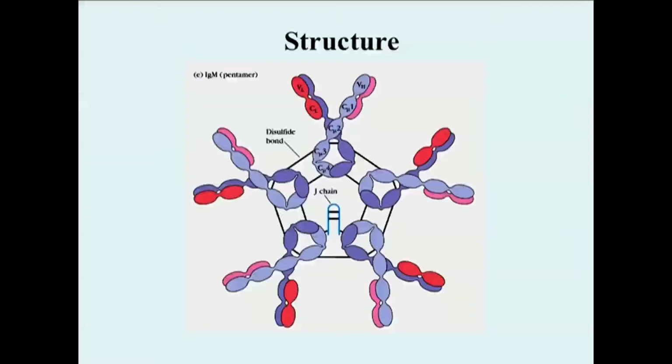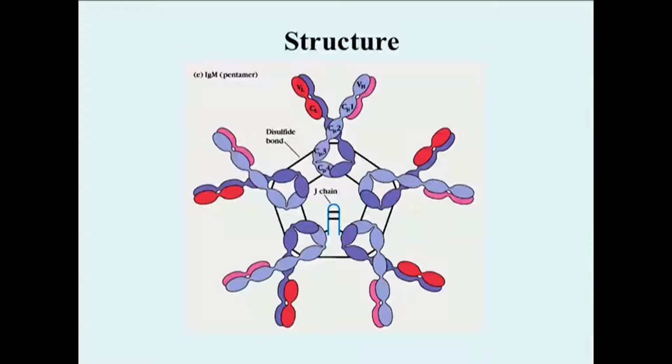Now, I will tell you about IgM. IgM is the membrane-bound immunoglobulin. It is present on the surface of B lymphocytes. Clear? And it accounts for 5 to 10% of total immunoglobulins in serum. Now, as soon as the B cell gets activated and secretes IgM, the IgM becomes pentameric.